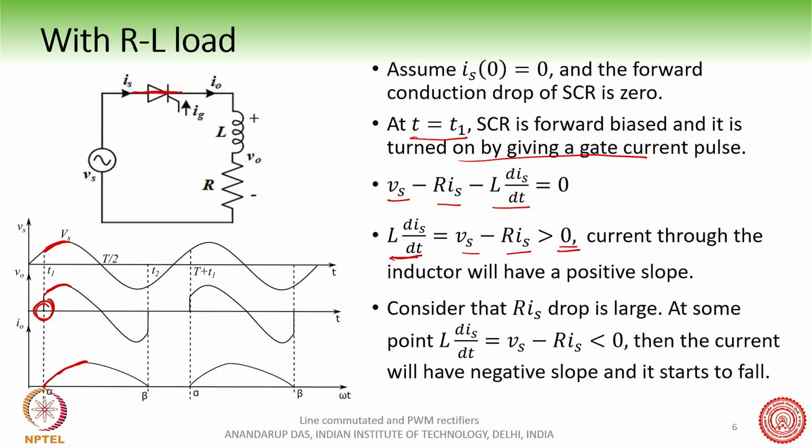Since the SCR is fully turned on, this is the output voltage, so the output voltage exactly follows the input voltage. The current goes on increasing, Is increases here, but it will not go on indefinitely, right?